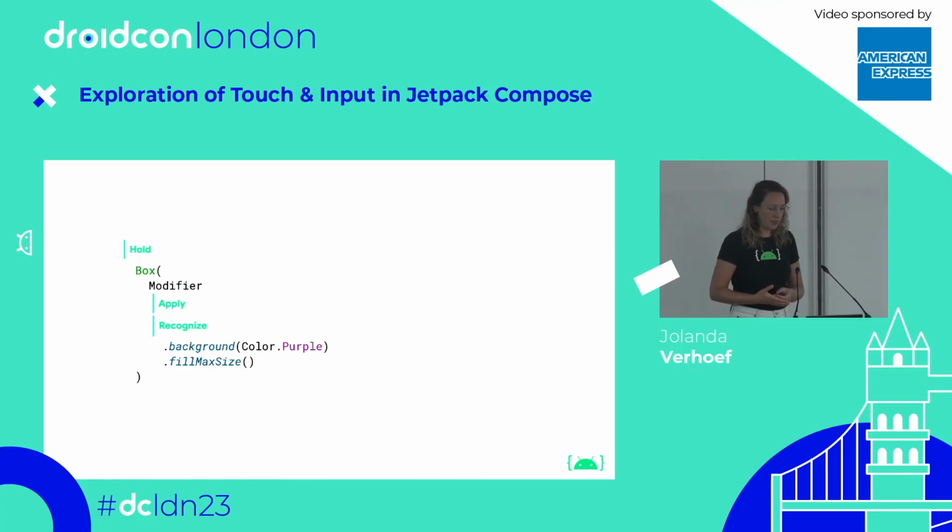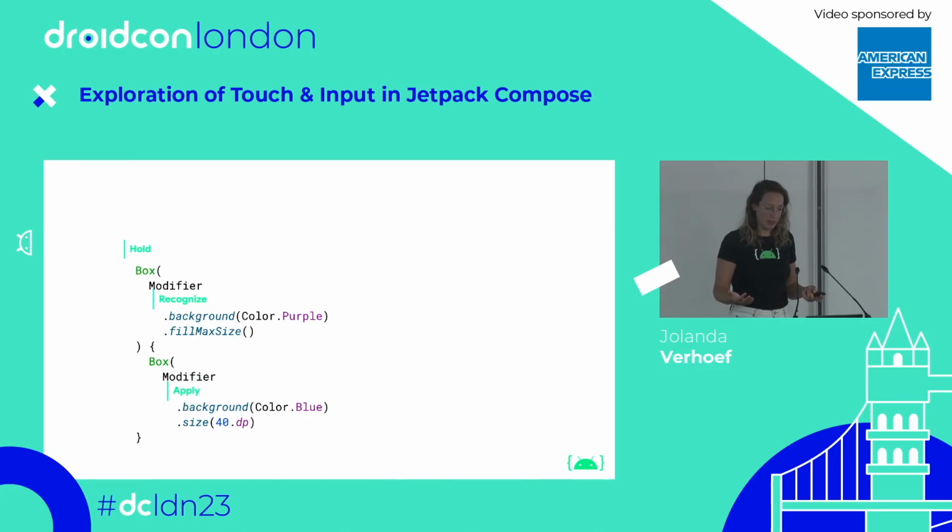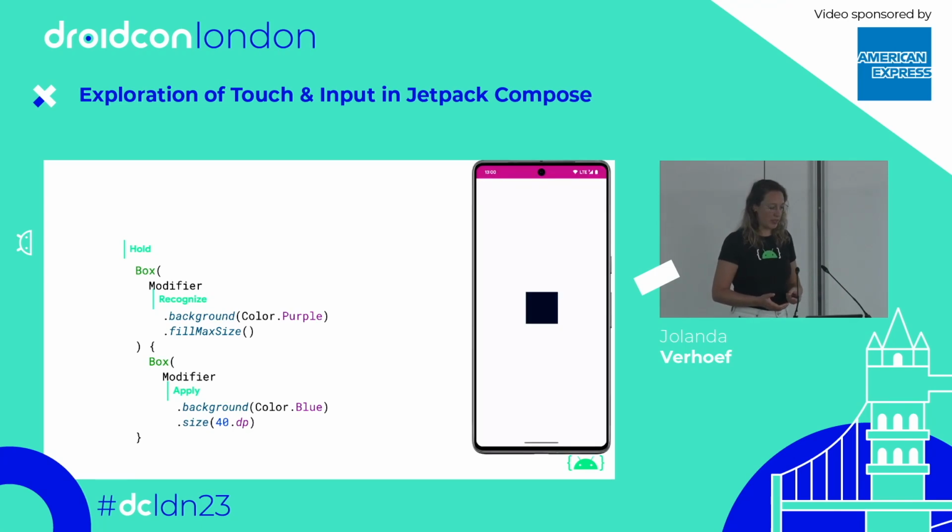Decoupling the recognition from the application also means that a gesture recognizer does not need to be applied to the same composable that you're actually transforming. Instead, you can move the modifiers around. And now you can recognize a gesture in a parent, but then apply it to a child composable. So in this case, the user can perform a gesture on the parent box, but if you look at it, the actual transformation happens only on the inner box. So this gives you the opportunity to have a gesture on your whole screen, for example, but then apply the result only on a part of your screen.